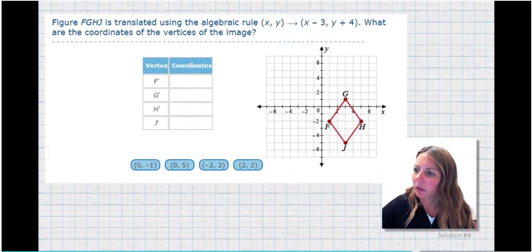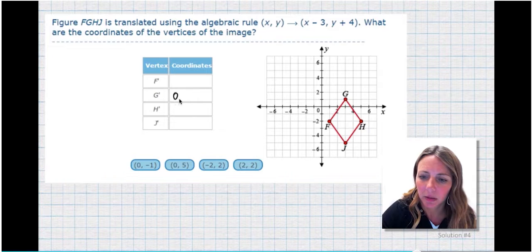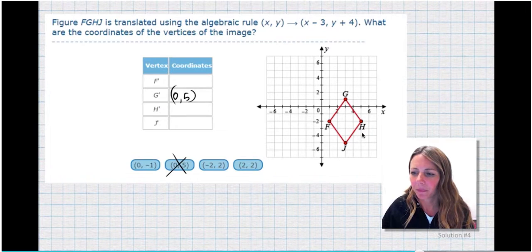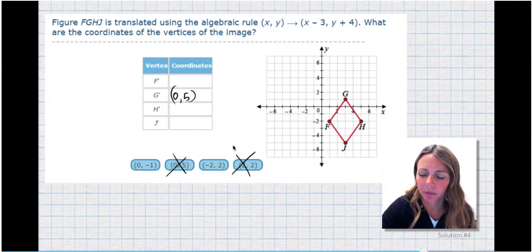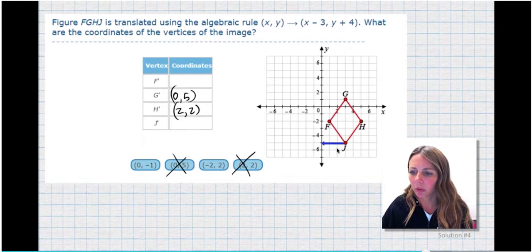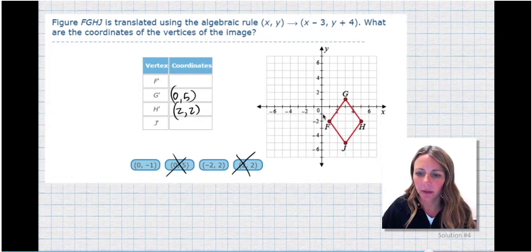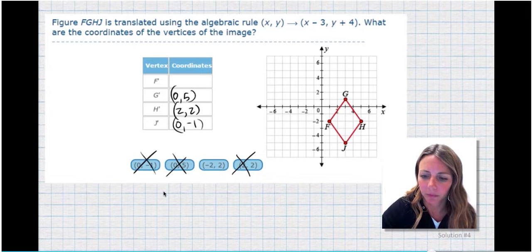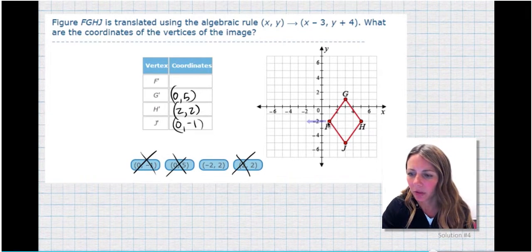So we could drag this, 0, 5. And let's see, H goes left 3, 1, 2, 3, up 4. So to the point 2, 2. J goes left 3 up to the point 0, negative 1. And then F should go 1, 2, 3, negative 2, 2.